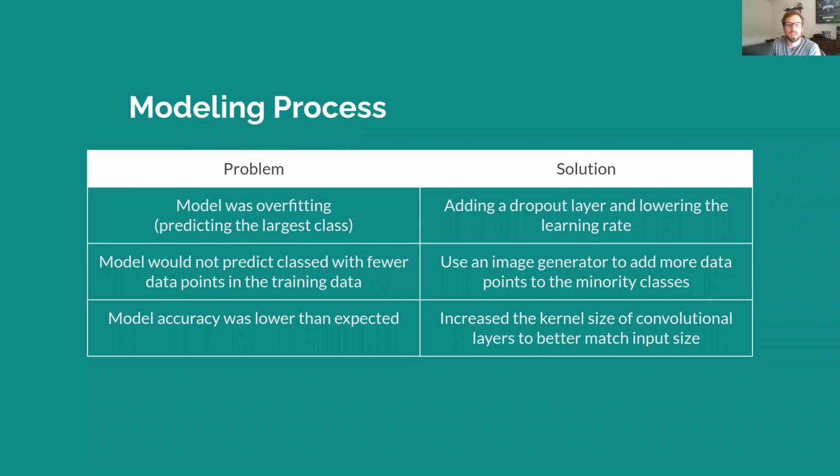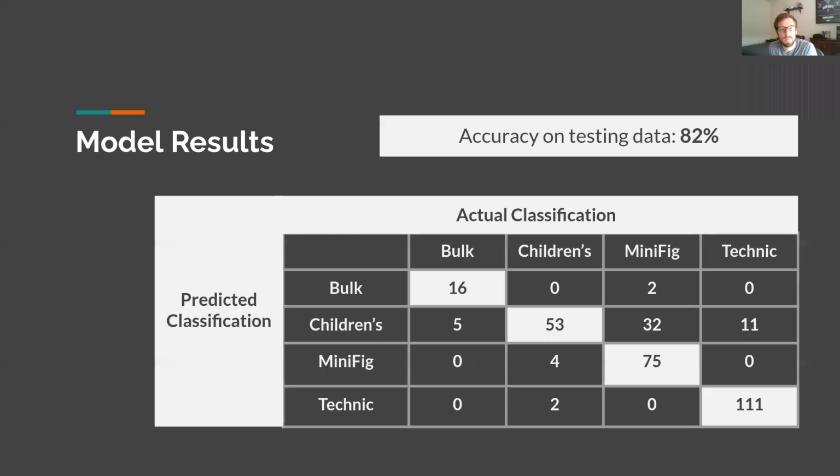So for the modeling process, there's a few problems I had to overcome. The first one was that the model was overfitting and just predicting the largest class. I added a dropout layer and lowered the learning rate to overcome that. And then the model would not predict classes with fewer data points. So I used an image generator to add more data points to those minority classes. And then lastly, the accuracy was lower than I had hoped for. And so increasing the kernel size of the convolutional layers better fit the testing data.